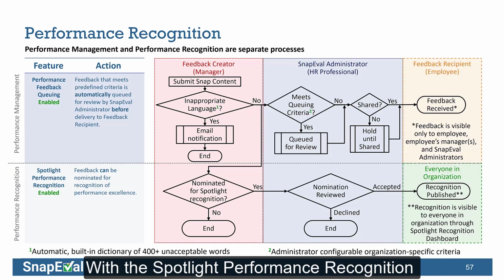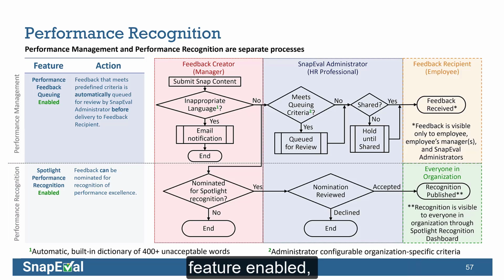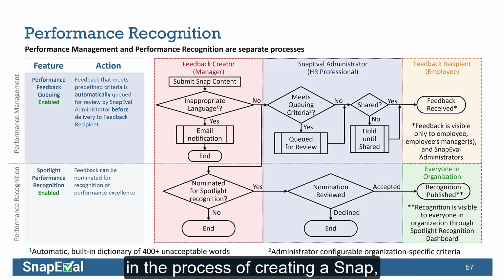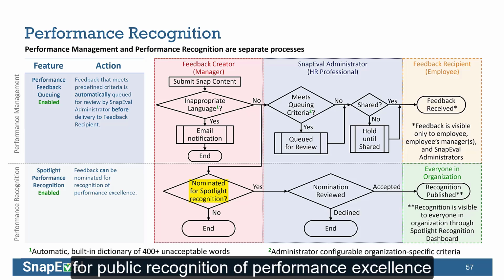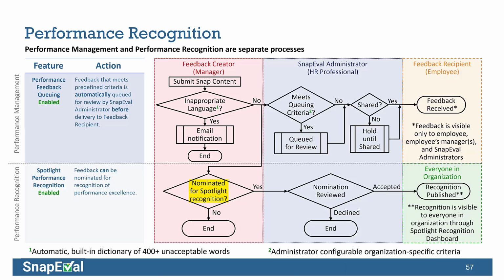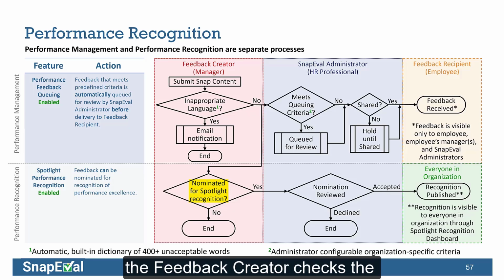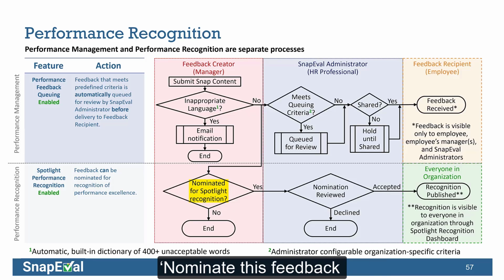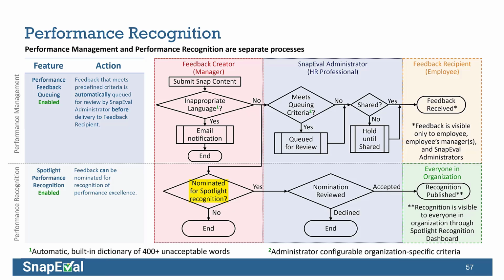With the Spotlight performance recognition feature enabled, in the process of creating a snap, a feedback creator has the option of nominating the snap for public recognition of performance excellence within the organization. To do this, the feedback creator checks the Nominate this feedback for Spotlight recognition checkbox before submitting the snap.